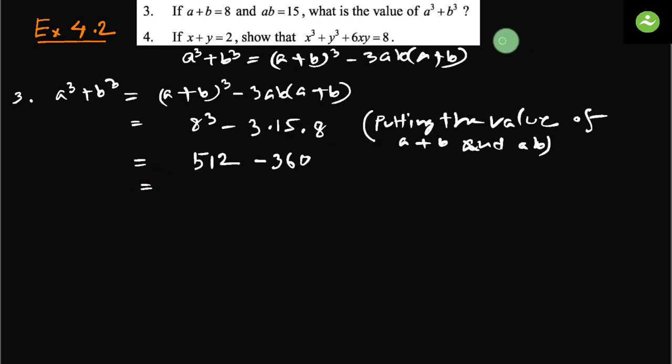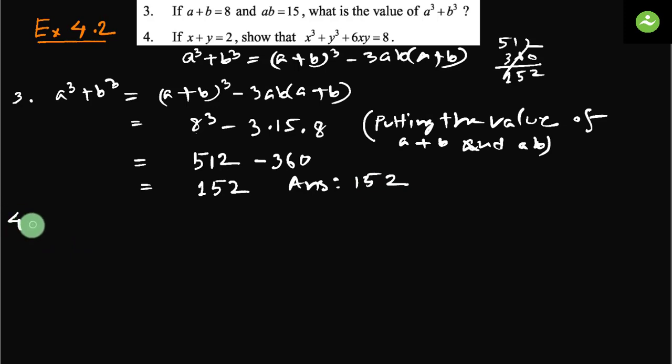152. Let us try right here. 512 minus 360, how much? 152. So this is the value. This is the answer. Answer 152. Now let us do number 4.